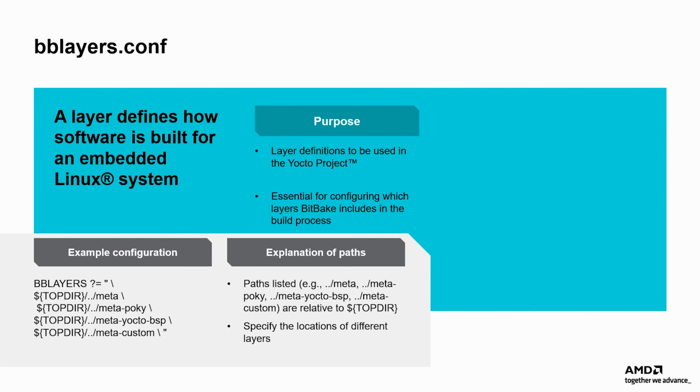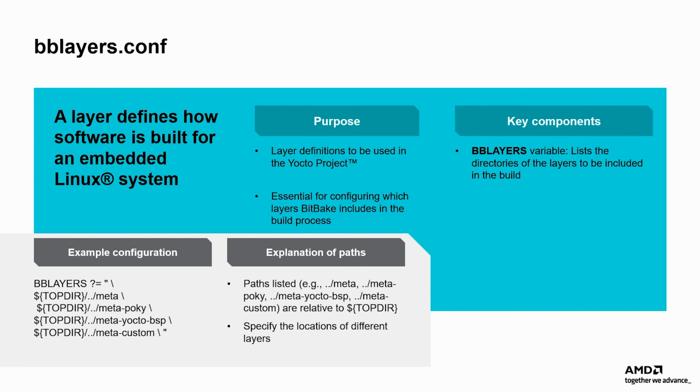Another important configuration file is bblayers.conf, which is also located in the build directory. This file sets up the build layers and defines the location of the required metadata. It controls which layers the BitBake build engine uses for building the entire image. This configuration file is crucial as it defines the layers that BitBake should include in the build process. In bblayers.conf, the BBLAYERS variable lists the directories of the layers to be included in the build.